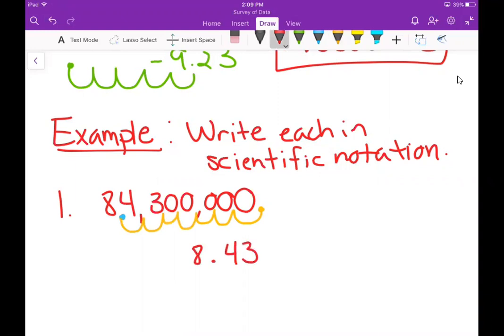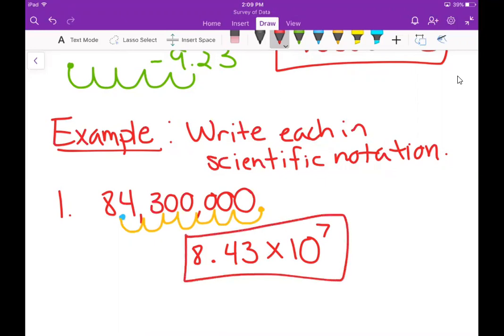8.43. We don't need any of the zeros anymore because those are going to be summed up in my exponent of 10, which counts those moves of 1, 2, 3, 4, 5, 6, 7 times. And 8.43 would need to get bigger in order to get to 84 million. So we do need to multiply by 10 to the 7, so that exponent would be positive.